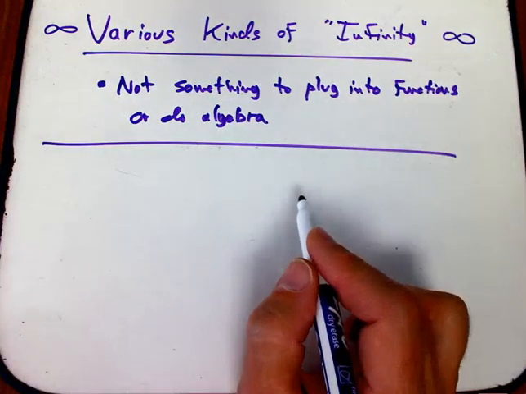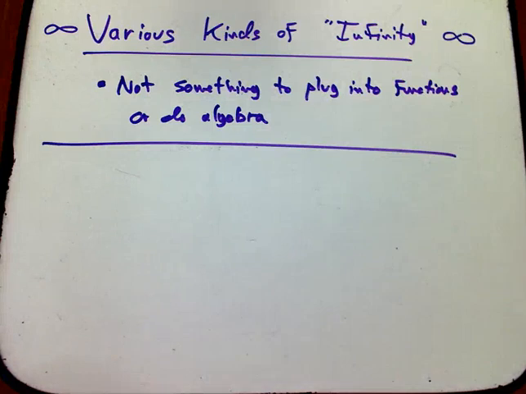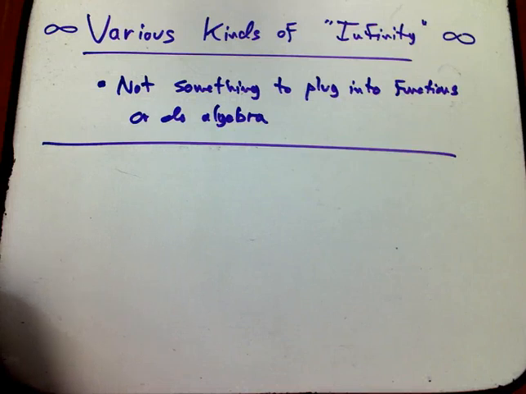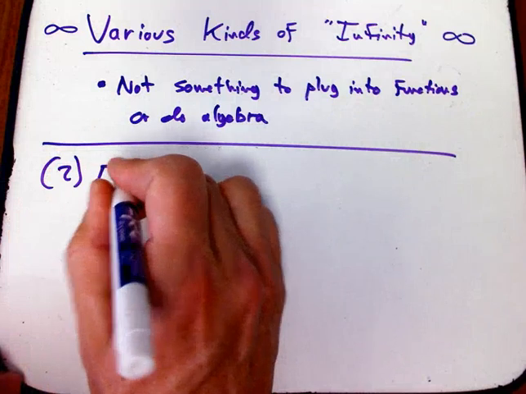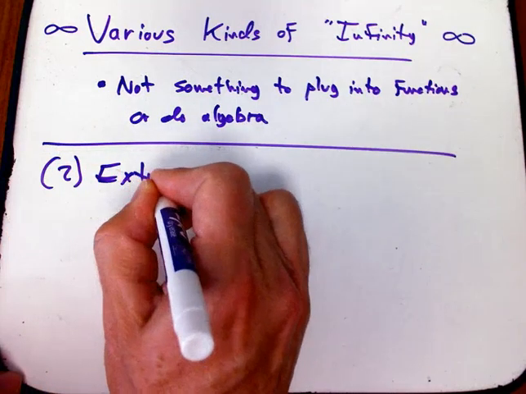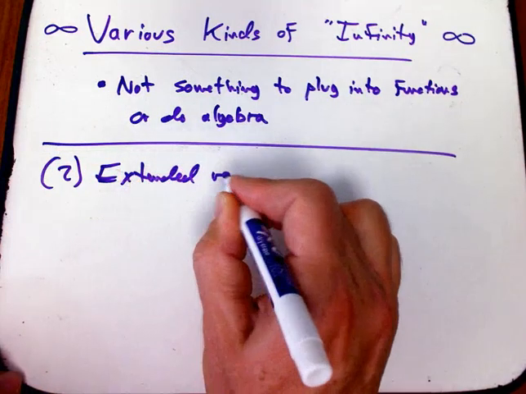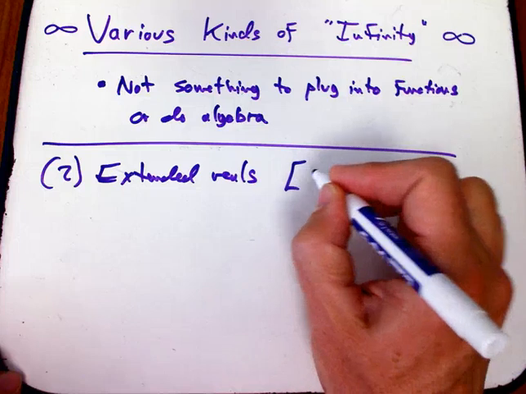So that's one use of infinity. And if you don't go past a first year calculus class, that's probably all you're ever going to see. And the punchline should be don't think of infinity as a quantity ever. But there are other uses. So the second use is what's called the extended real numbers, usually denoted as a closed interval.